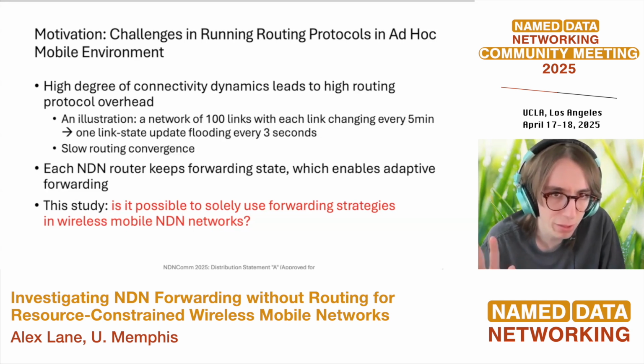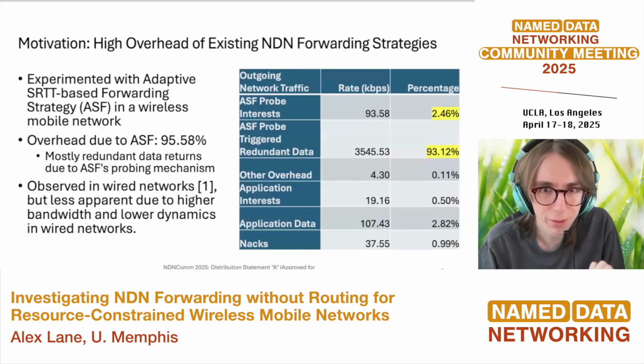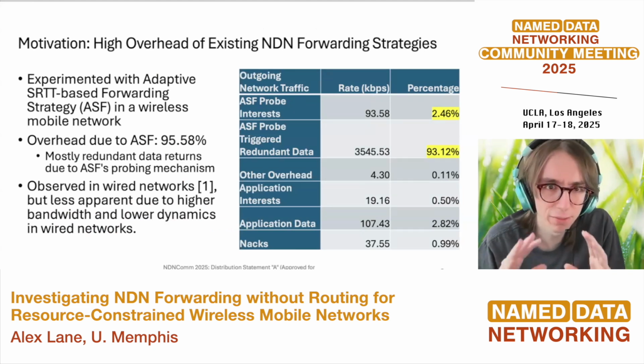We describe it as wireless mobile here. So, ad hoc networks with mobility and also bandwidth constraints. These bandwidth constraints were, I think, probably the biggest hurdle. Baseline ASF, and we'll go into a bit more detail if people aren't familiar, is the main adaptive forwarding strategy provided by NFD, and it has a tendency to generate very high volumes of overhead in the network.